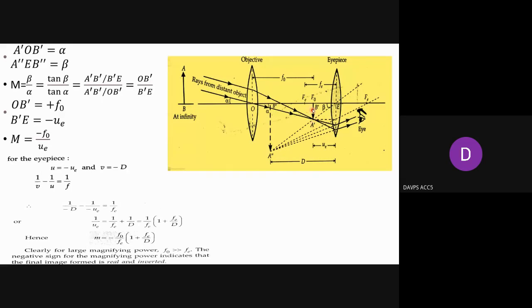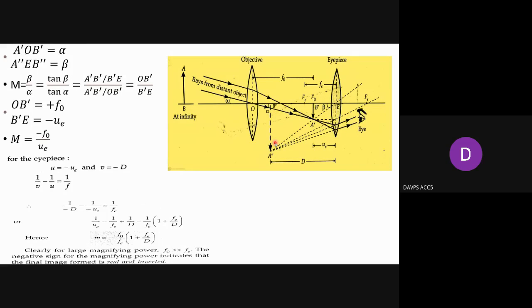This A dash B dash image will be a real image. A real image is formed. And what is the role of the eyepiece? Whenever this image A dash B dash is formed, take two rays. One is like that, dotted, passing along this way, and another is striking in another direction in this way, and the image is formed here.